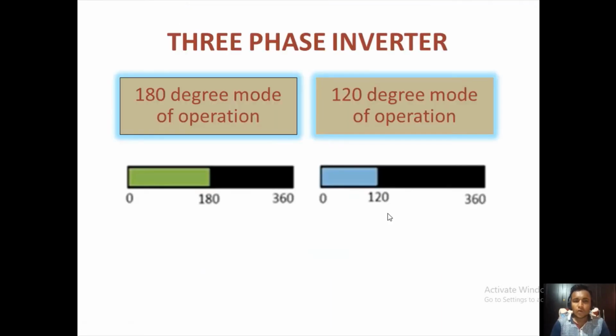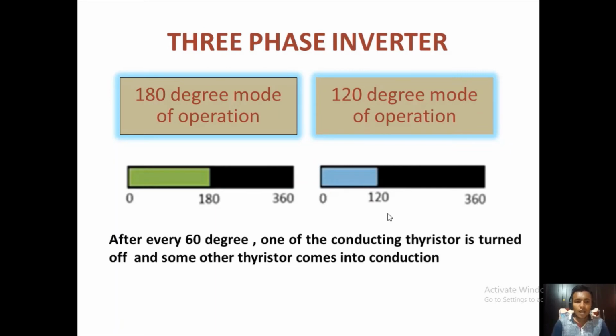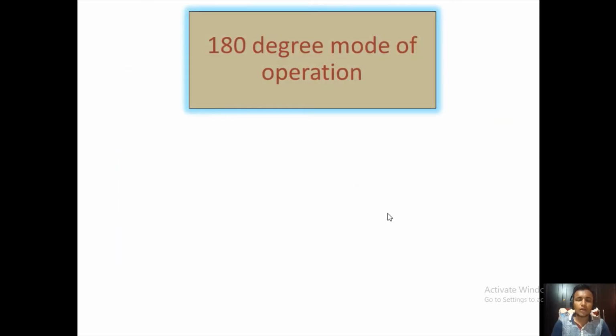in 180-degree mode of conduction, after every 60 degrees, one of the conducting thyristors is turned off and another thyristor comes into conduction. Means after every 60 degrees, one thyristor is turned on and another is turned off. We have seen this in the waveforms. Okay. In today's session, we will study the 180-degree mode of conduction. So let us start with it.